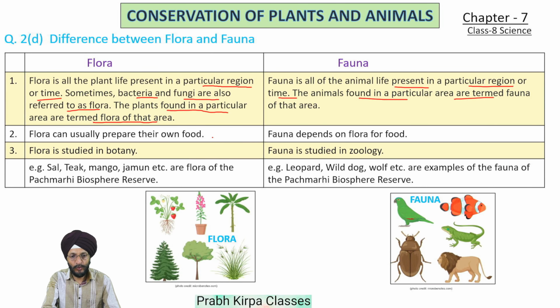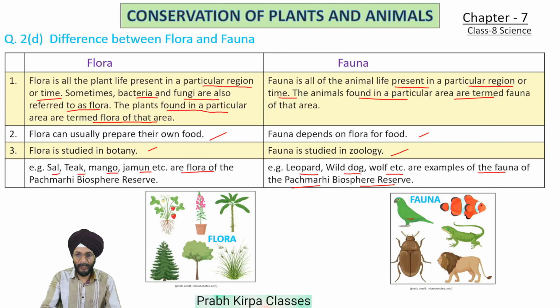Flora can usually prepare their own food. Fauna depends on flora for food. Flora is studied in botany, fauna is studied in zoology. Examples of flora are sal, teak, mango, and jamun, which are the flora of Pachmarhi Biosphere Reserve. In case of fauna, leopard, wild dog, wolf are examples of fauna of Pachmarhi Biosphere Reserve.